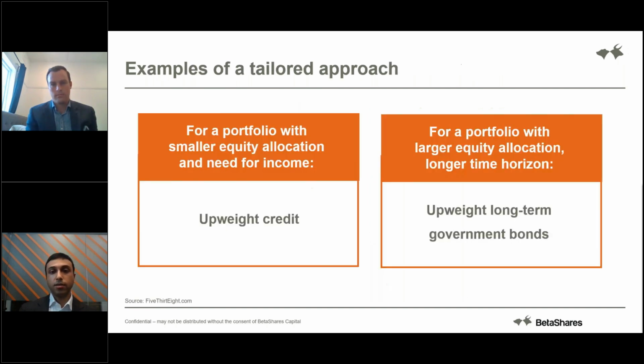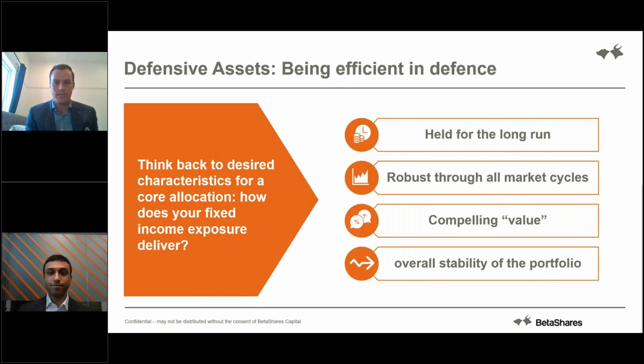And on the next slide, just an example of such a tailored approach. So let's say your portfolio has a relatively small equity allocation, but has a need for income, which means the portfolio arguably has a greater capacity to take on credit risk. In contrast, a portfolio with a large equity allocation and longer time horizon may actually benefit from longer dated government bonds. Over to you, Chris.